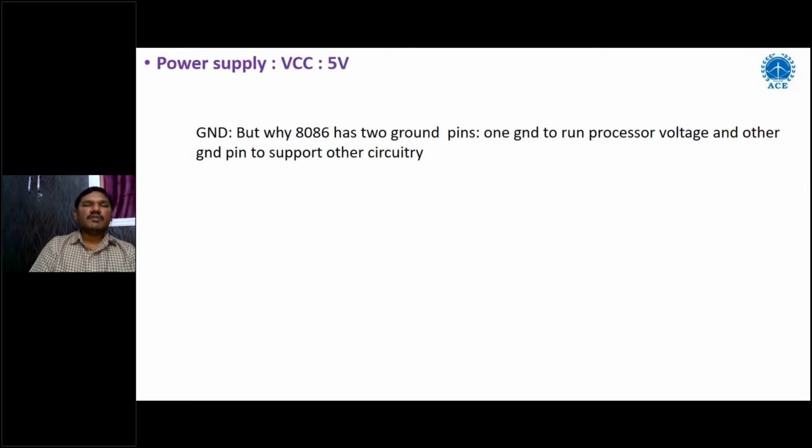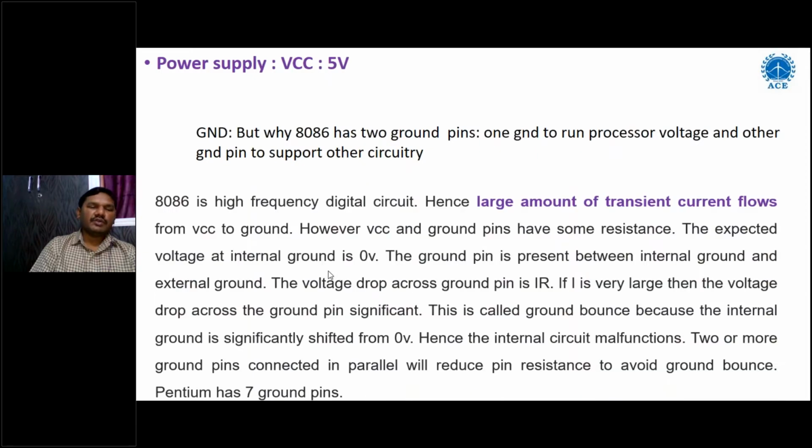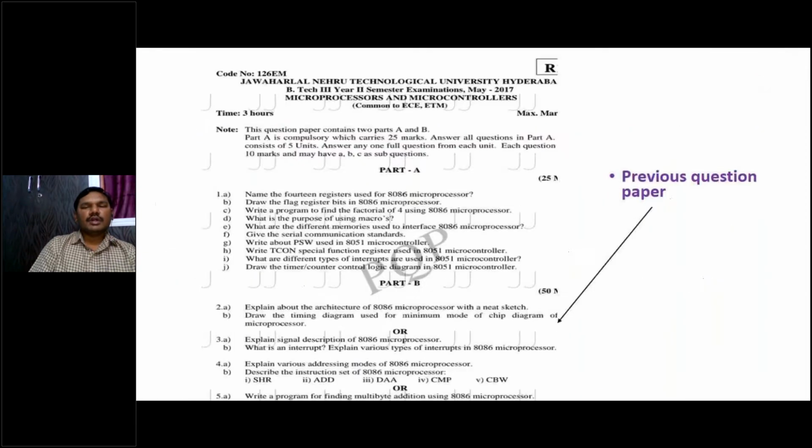And the ground signal: here we have two grounds, which I have already mentioned, one for the circuitry and one for the processor. The power supply is plus 5 volts, though the latest processors operate at less than 5 volts. This is the reason why we need two grounds, and you can go through it. This question has been asked many times.